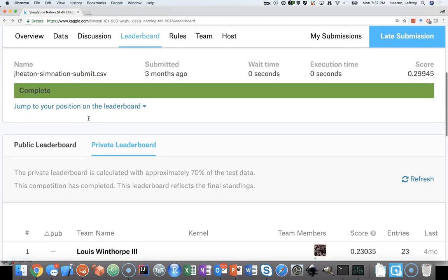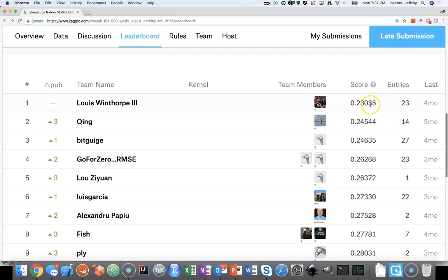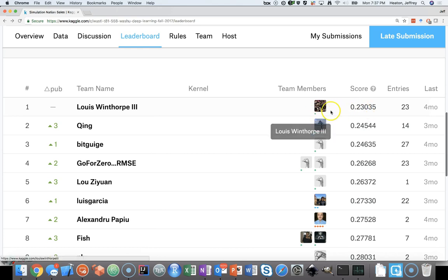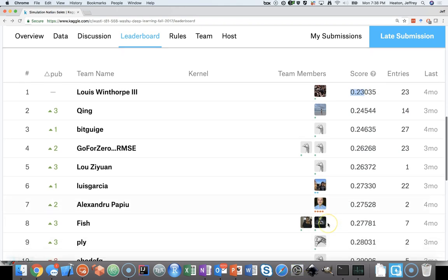You can see too, it tracks what your score is. In this case, lowest score wins. It shows the last time you submitted, which was 4 months ago, last semester, and the number of entries that this person did. Louis Winthorpe the third. Some of you might recognize that name from the movie, I think it was in the 80s, Trading Places. That was the student's alias. This was his first time in Kaggle, and he basically got that score.